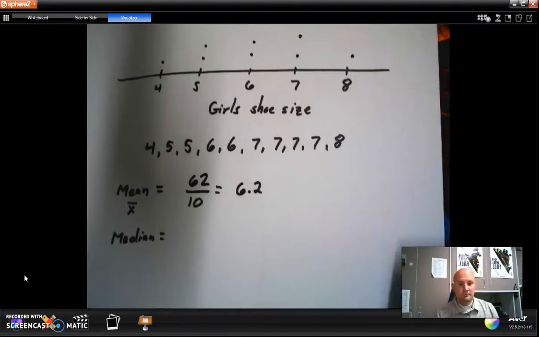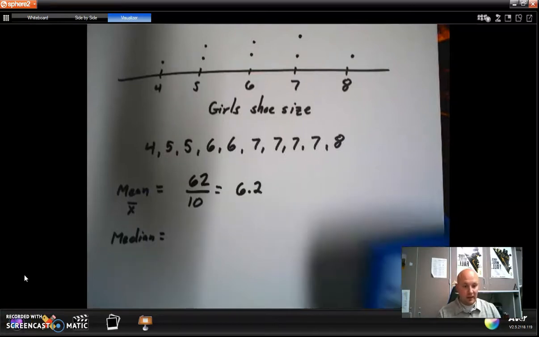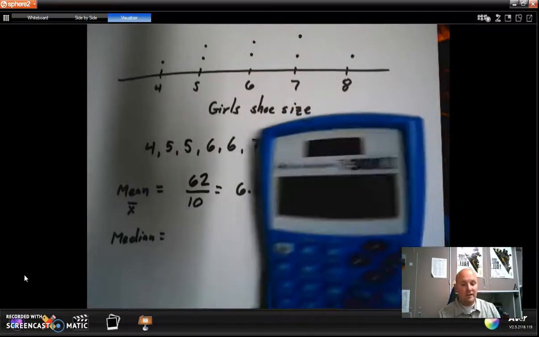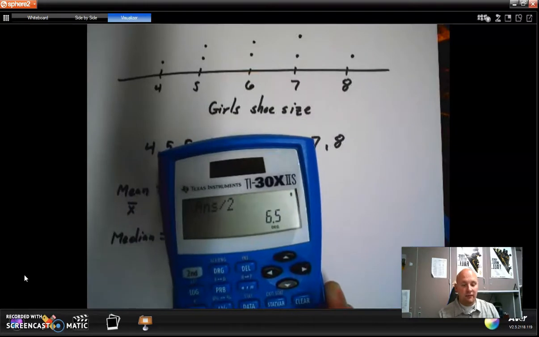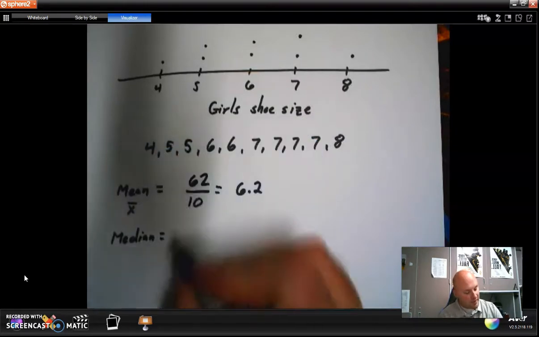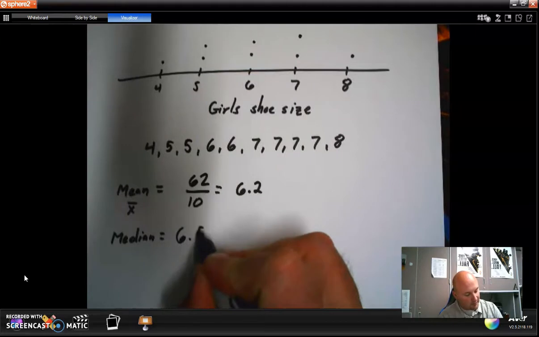One sec. Sorry about that, my doc cam froze, but obviously the answer is going to be in between 6 and 7, which is 6.5. So the median is 6.5.